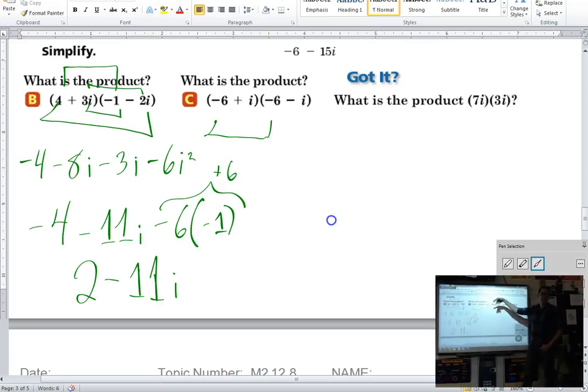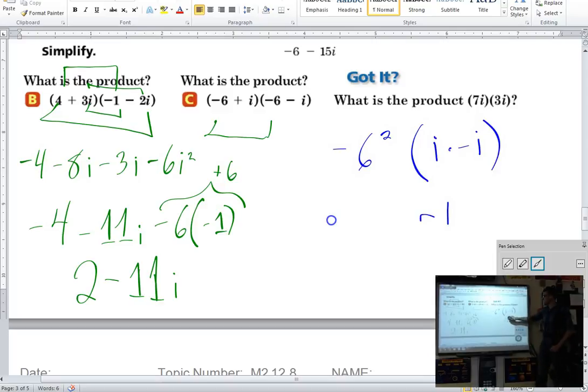So I square my first and square my last, and I end up with negative 6 squared, and I times negative I. So that's the interesting thing. We get I times negative I, which becomes negative I squared.